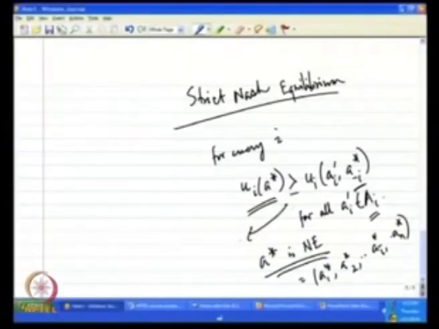In strict Nash equilibrium, what happens is that if I play some other action, not the Nash equilibrium action, then I am strictly worse off. Remember, here I am open to the possibility that the player plays some other action and the payoff is just equal to his Nash equilibrium payoff. So he can deviate and be just as much satisfied as he was in the Nash equilibrium. But in strict Nash equilibrium, if he deviates, he is surely worse off. So that is the idea.